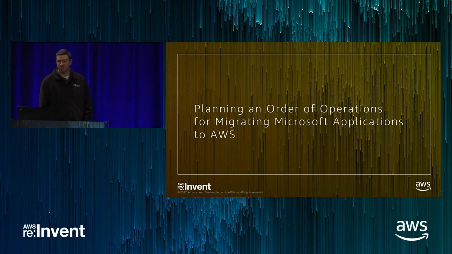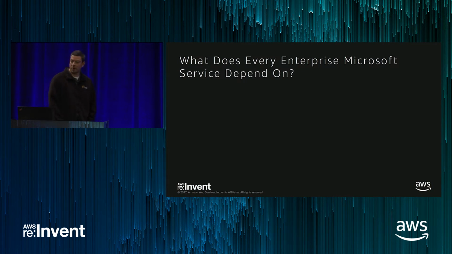Okay, order of operations. As I said before, you don't put on your shoes before you put on your socks. What does every Microsoft service depend on? This is where I ask for audience input. Active Directory. There you go. So why might a customer deploy Exchange before they deploy Active Directory? I honestly have no idea. Okay? Active Directory is very simple to deploy in AWS.